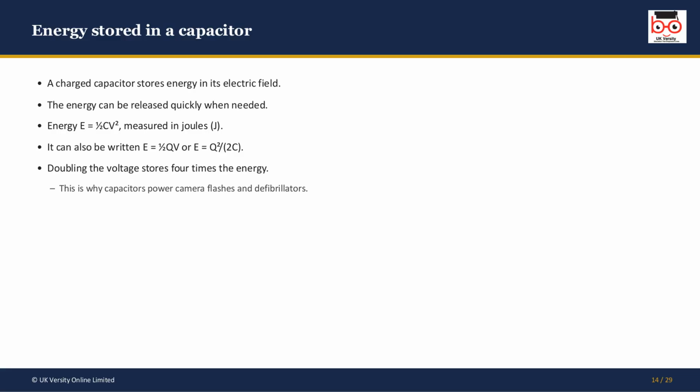Notice that because of the voltage squared term, doubling the voltage stores 4 times the energy. That rapid release is exactly what powers a camera flash or a defibrillator.